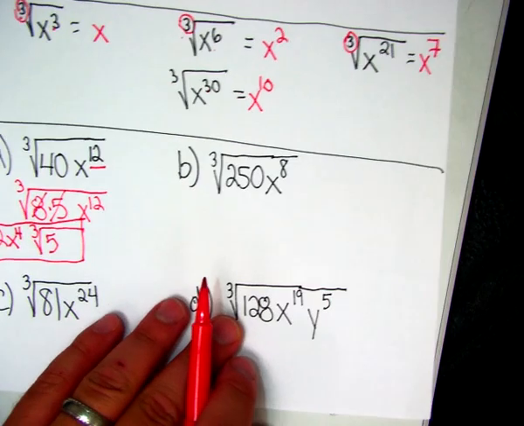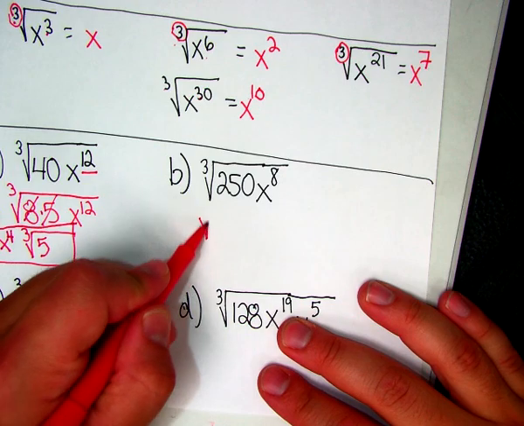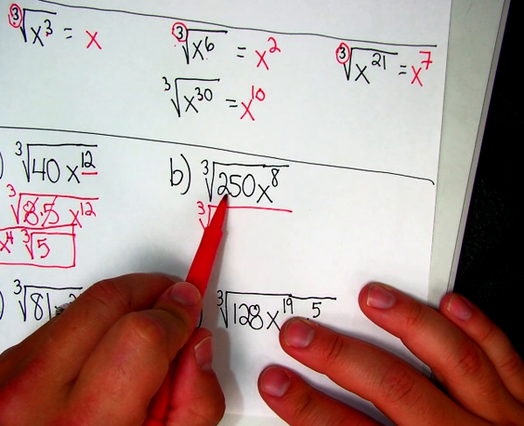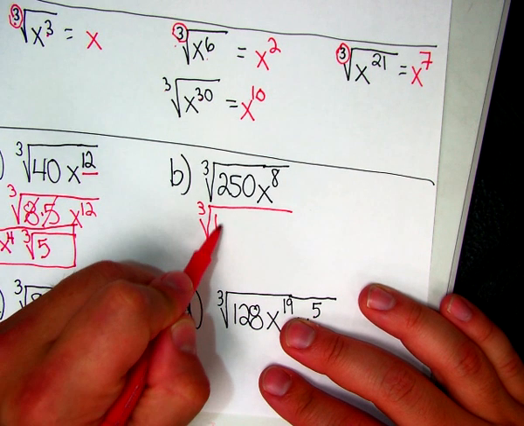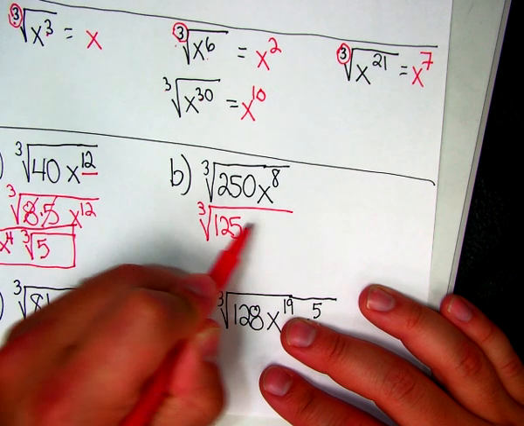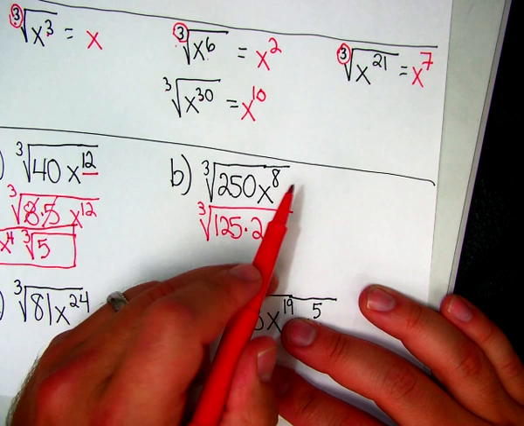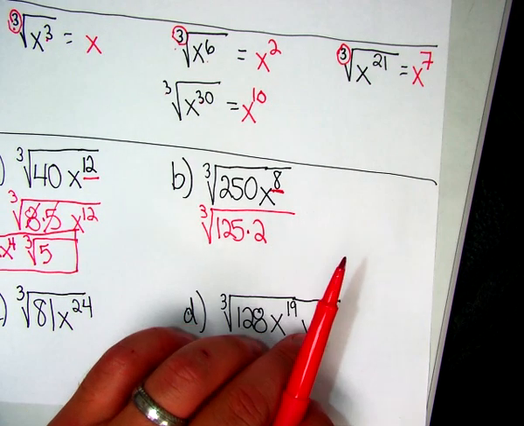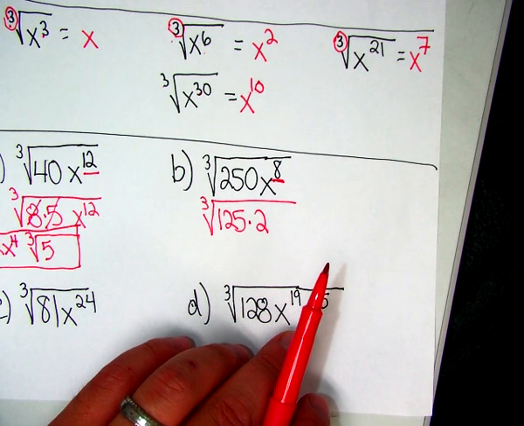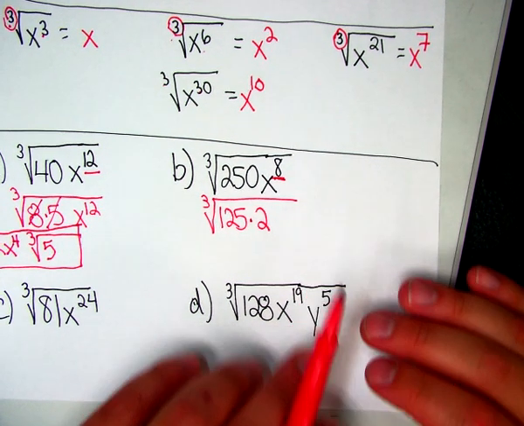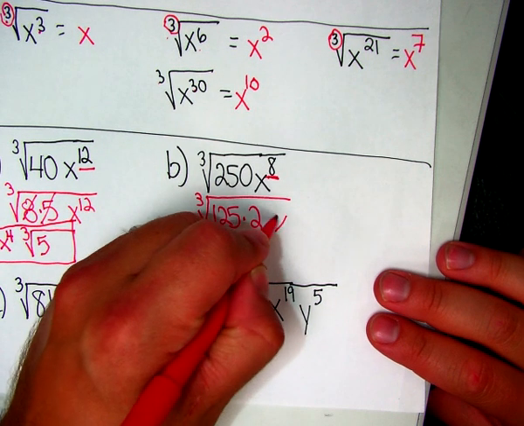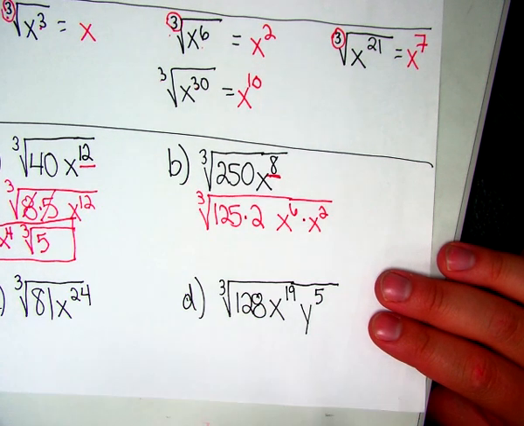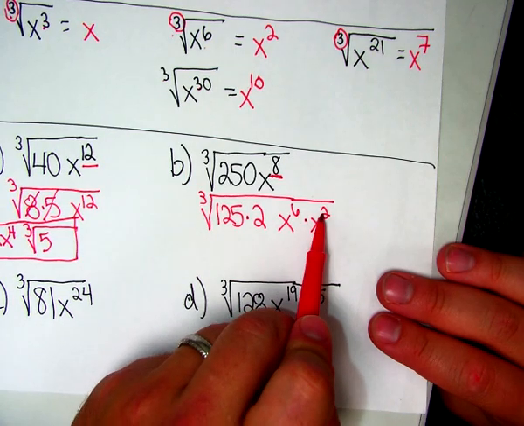Next one, letter B. Break this up. We're looking for perfect cubes. Perfect cube that's a factor of 250 is 125. So we have 125 and 2. We need this to be divisible by 3. It's not. So we're going to work it the same way we did when we did the square roots, is we're going to look for a value that's smaller that is divisible by 3. And that smaller value happens to be 6, which will leave us with 2 still remaining, because 6 plus 2 is 8.